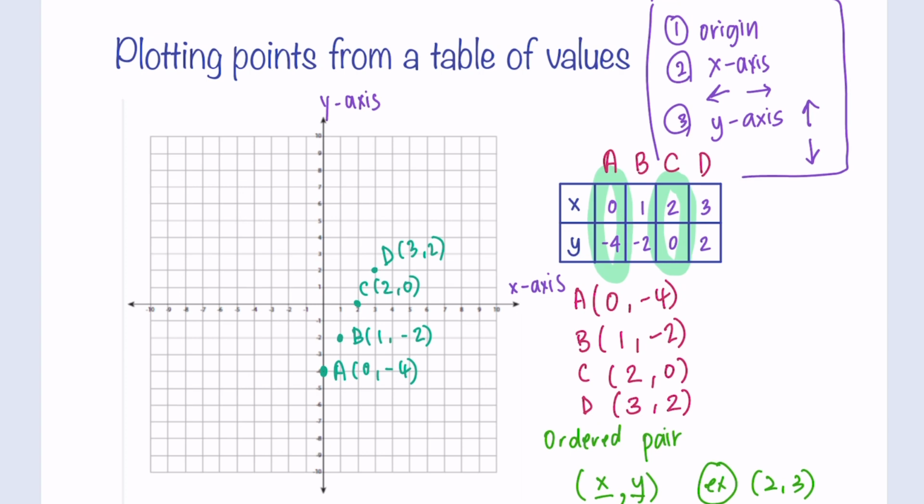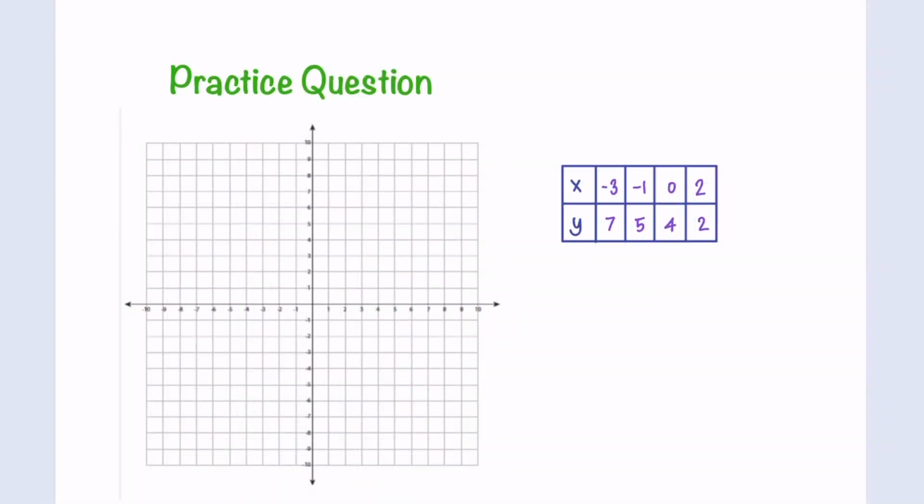Sometimes the question will ask you whether the points make up a straight line. And as you can see with this table of values, the points A, B, C, and D, if you were to connect them, it makes a straight line. Let's go through a practice question together.